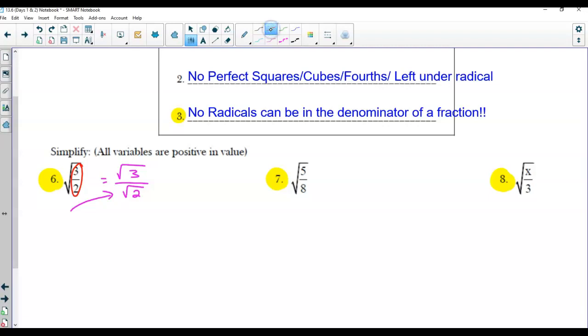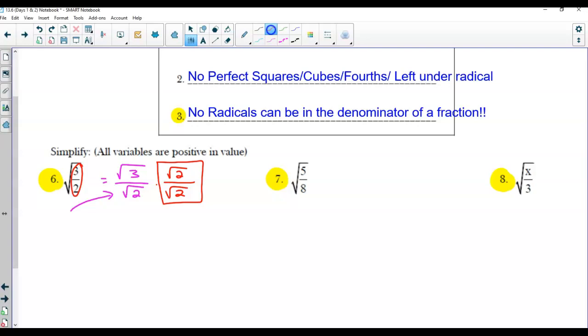So what do I need to do? Well, to get that root out, I'm going to multiply that root by itself. Now check it out. The square root of 2 over the square root of 2 is 1. That's a beautiful thing of fractions. I can multiply. There's an infinite number of ways to show the number 1. And something times 1 is itself.